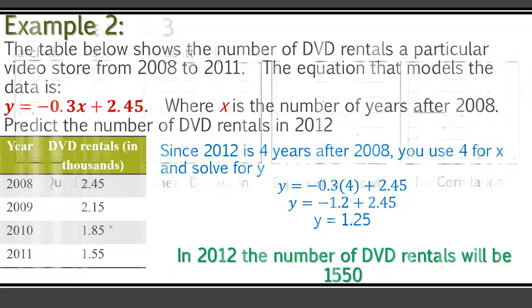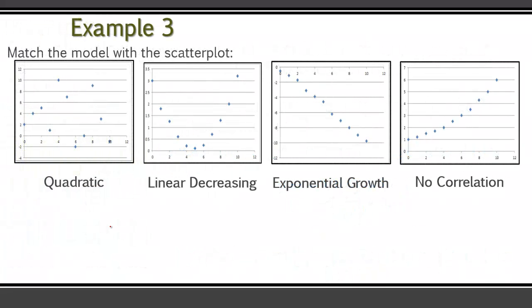Okay. Last example. Match the model with the scatter plot. So one of these scatter plots is a quadratic. One is linear decreasing. One shows exponential growth. And one shows no correlation, meaning there's no relationship between the x and the y values. So if you had to guess, take a guess in your head.